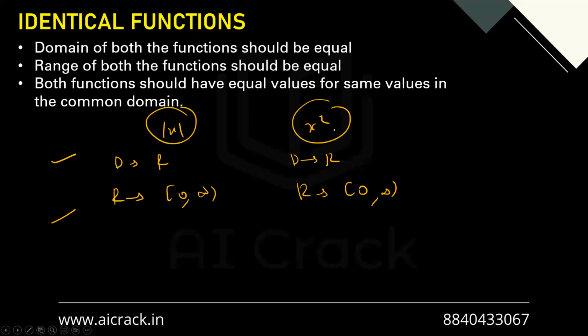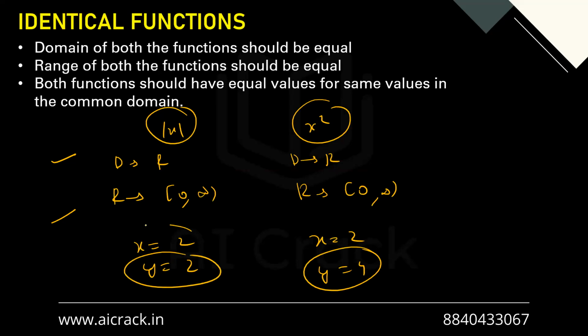No, they are not. Why? Because if I take x equals 2 over here, y would come out to be 2 in this case and y would come out to be 4 in this case. So for corresponding common points in the domain, we are not getting corresponding common points in the range. The range is the same and the domain is the same, but if we take one value of the domain, it gives different outputs for these two functions. So these two functions are not identical, and the third point becomes very important when defining identical functions.